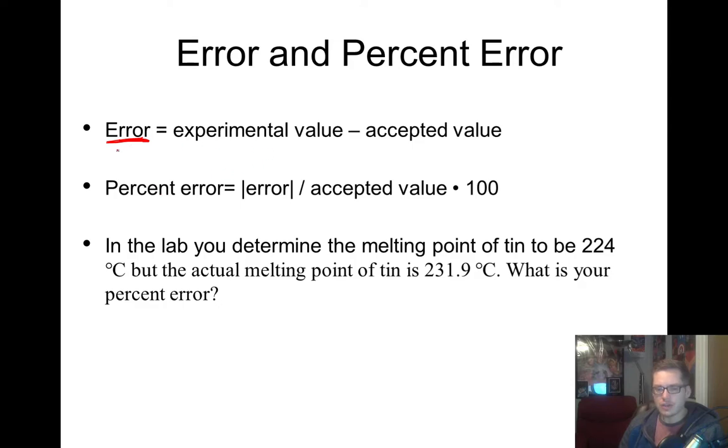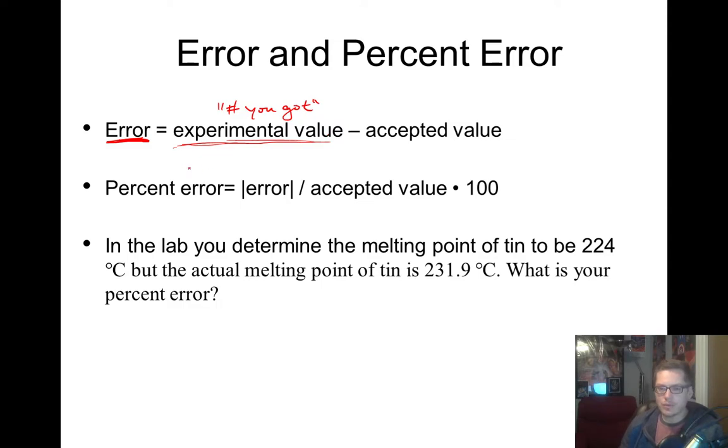So to calculate your error, you take your experimental value. So this is the value that you got, the number you got, minus the accepted value. So this is the real value. So experimental minus accepted. All right, and that is defined as your error.